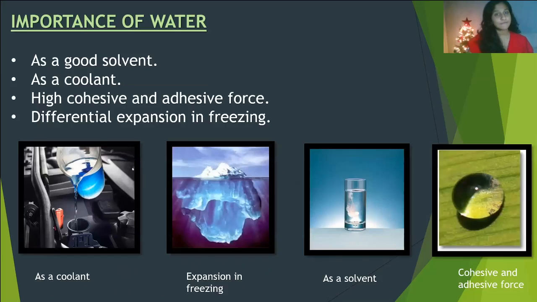So in your textbook, this has been given as a grid, okay, importance of water. So first point as a good solvent, second point as a coolant, third point as a high cohesive and adhesive force, fourth point as differential expansion in freezing. So the first point, as a good solvent, we can take water as a good solvent because it provides a medium for biochemical reactions taking place inside your body, right?